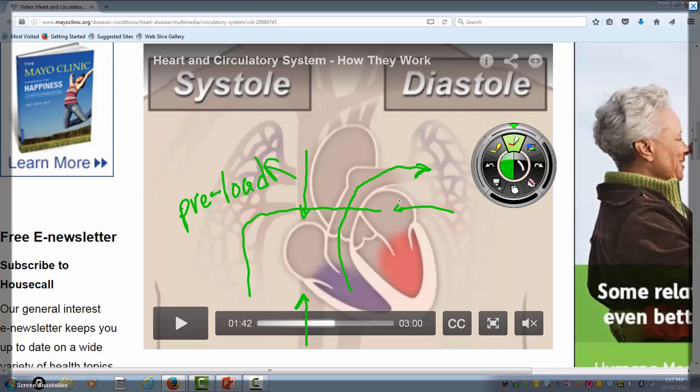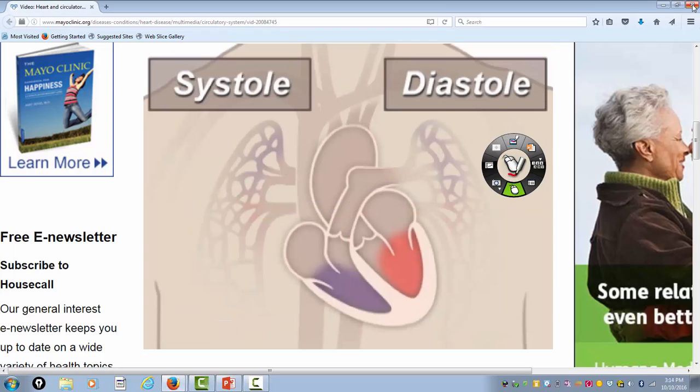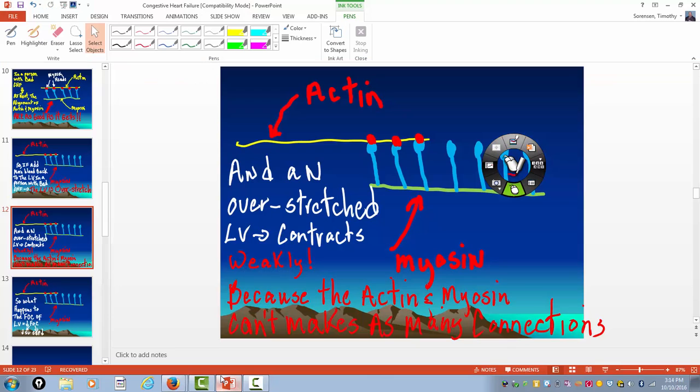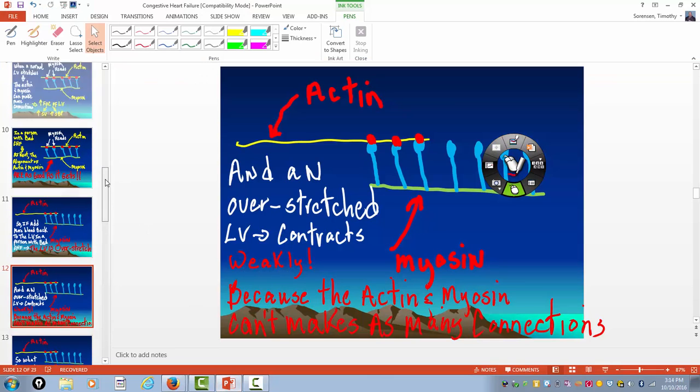Right? Right. Now, in a normal heart, the myocardium is made up of those two contractile proteins called actin and myosin. So let me show you kind of a really crummy drawing that I made. So let's look at this.